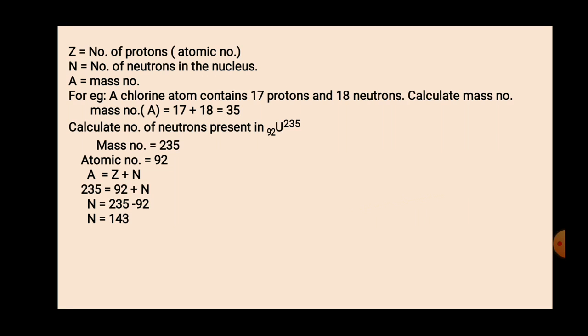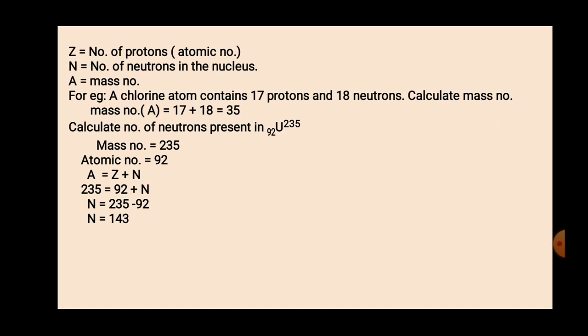Here the explanation of the equation is given. Z is the number of protons, that is the atomic number. N is the number of neutrons in the nucleus. A is the mass number. For example, a chlorine atom contains 17 protons and 18 neutrons. Calculate the mass number.